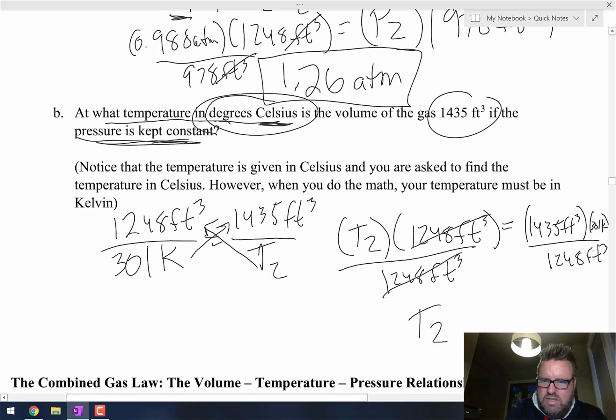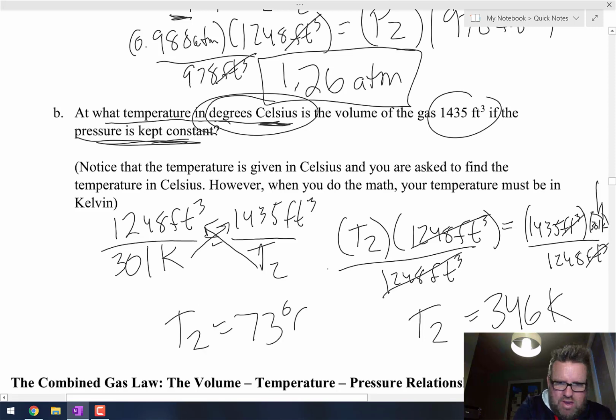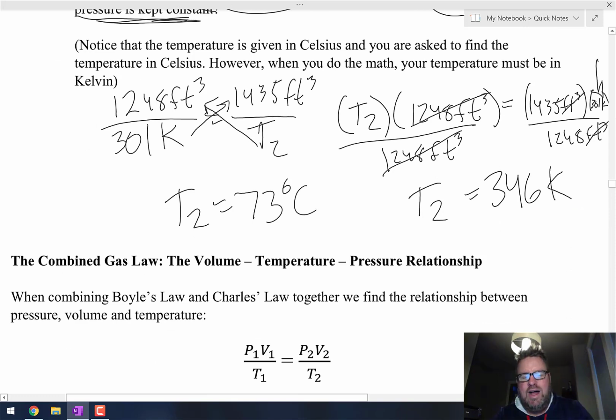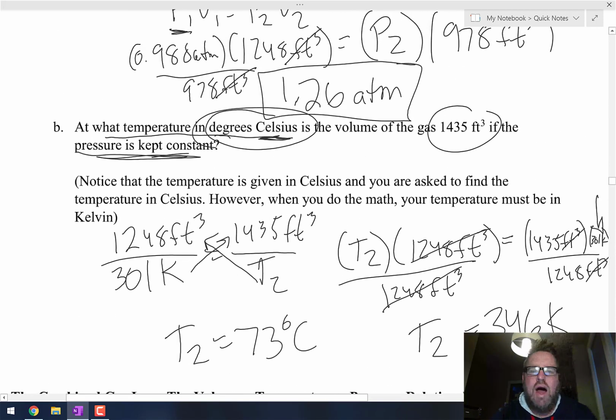T2 cancels, cubic feet cancels. So notice that Kelvin right there is the only thing that's left. So that's 346 Kelvin. But to get it back to Celsius, I've got to take 346 minus 273. So our final temperature in Celsius equals 73 degrees Celsius. Okay, and that is Charles' law.